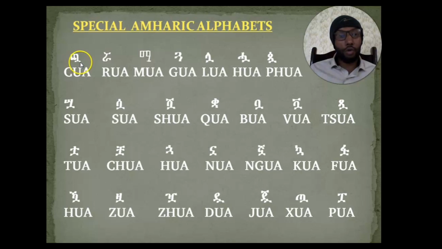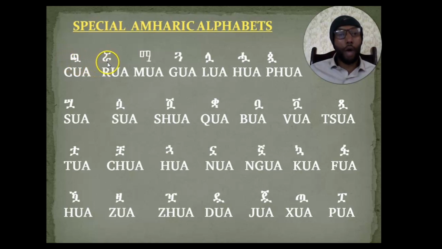So this one is called Chua. It has a horizontal line on its leg. If this horizontal line were not here, this alphabet would be Cha, but because it has a horizontal line on its leg, it is called Chua. So it came from the basic alphabet Cha.